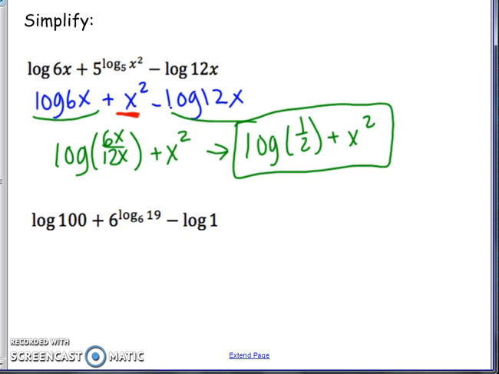In the second example, log 100 plus 6 to the log base 6 of 19 minus log 1. Well, log of 100, since we know the base is 10, if we figure out that 10 to what power is going to be 100, this just represents 2. The 6 to the log base 6 of 19 is just going to end up being 19 based off of our properties. And then log of 1, so again, the base is 10, so 10 to what power is 1? That's going to be 0. So then we're just going to combine those together and we get 21.